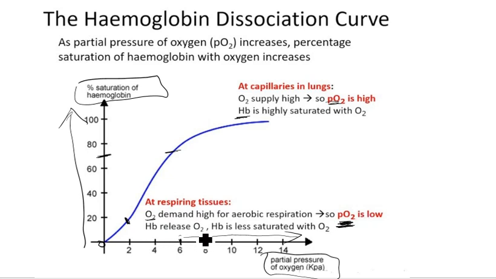So hemoglobin releases oxygen. Hemoglobin is less saturated with oxygen. That's what it means, so take note of that. That's what this graph is all about. Within the lungs, oxygen pressure is high because there is more oxygen within the lungs than in the respiring tissue. All right, let's look at another factor here.